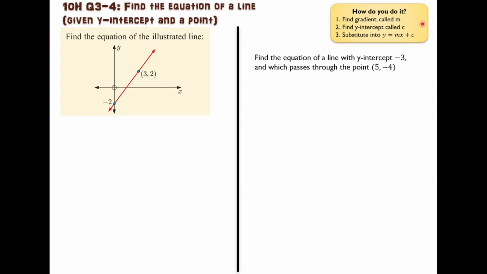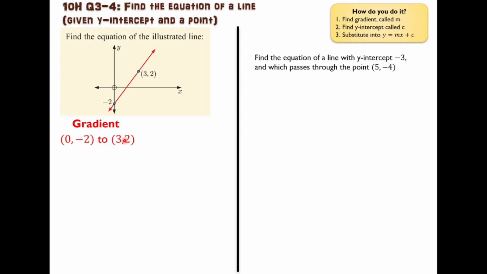Step number 1, we want to find the gradient or the slope, which is called m, confusingly. To find the gradient, we need 2 points. So for example, this point here and this point here, any 2 points on the line will work just fine. This point here, the x-coordinate is 0 and the y-coordinate is -2. So that's this point. And the other point, it tells us the coordinates, so we have that point there.